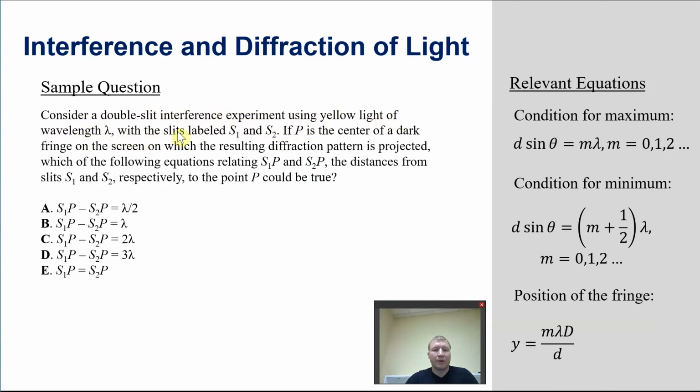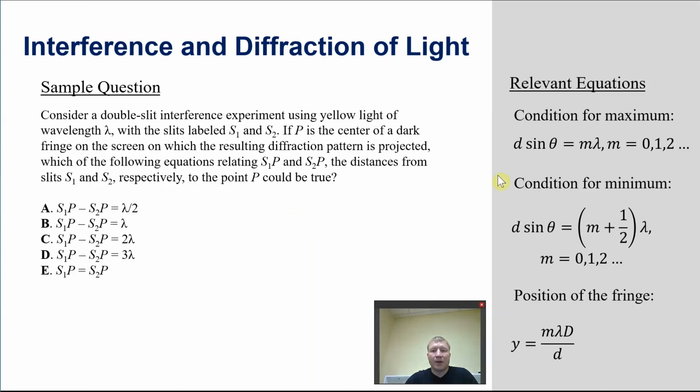wavelength lambda with slits labeled S1 and S2, and if P is the center of the dark fringe on the screen, on which the resultant diffraction pattern is projected, which of the following equations relating S1P and S2P, the distances from slits respectively to point P, could be true?